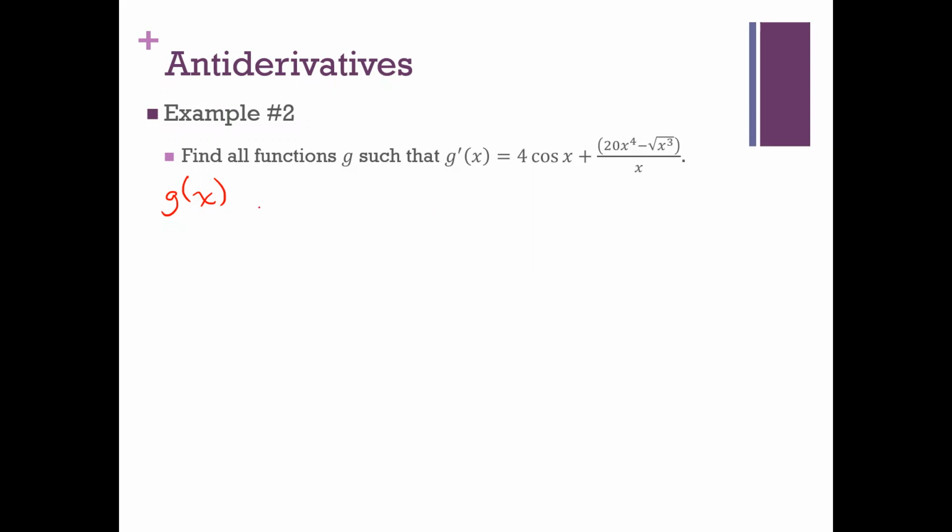Okay, are we sure? What's the derivative of 4 sine x? Okay, we're good. At this point, you're obviously going to be a lot more comfortable with derivatives, so checking yourself is something that's a good idea to do. How about that other thing, 20x to the fourth minus the square root of x cubed all over x? Is that something we can handle? Any suggestions about that one?